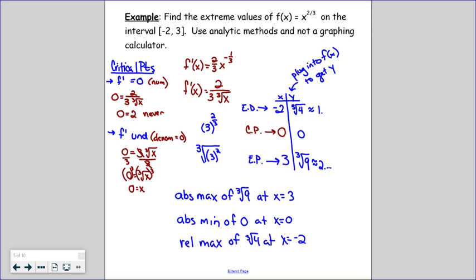And we're going to look at one like that, where it hits a critical point but doesn't actually make it a max or a min. We'll look at that as well. Yeah. Yep.